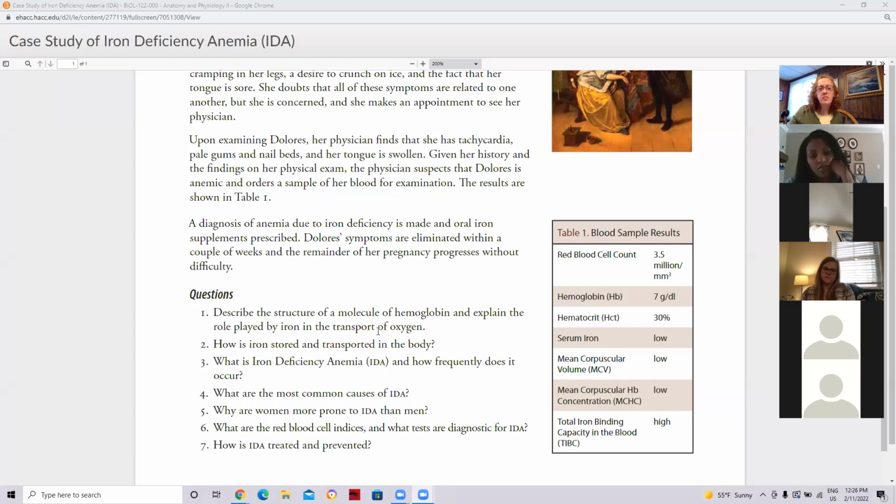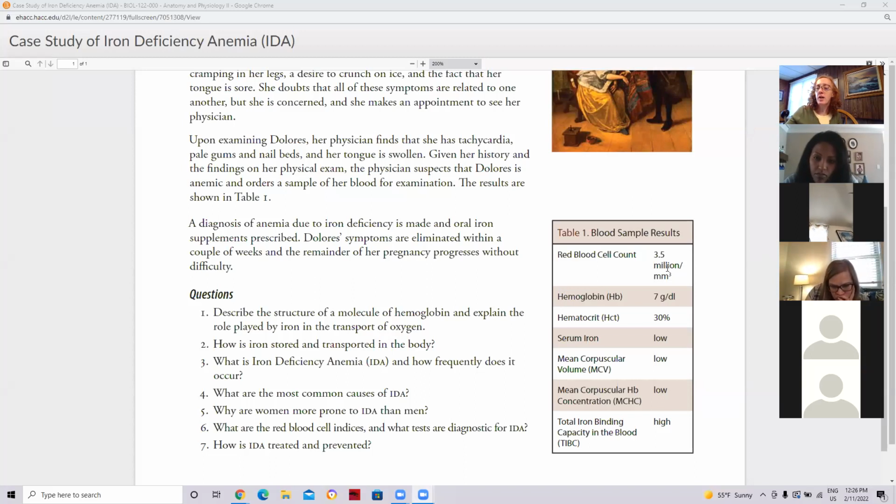So the diagnosis is anemia due to iron deficiency, and oral iron supplements are prescribed. Dolores' symptoms are eliminated within a couple of weeks, and the remainder of her pregnancy progresses without difficulty. These are her blood sample results.